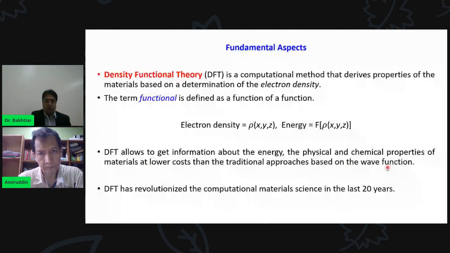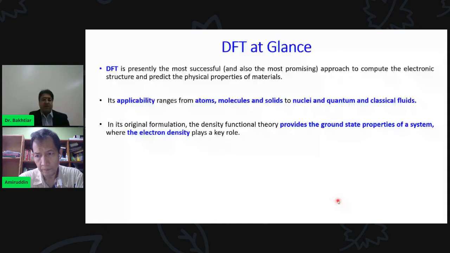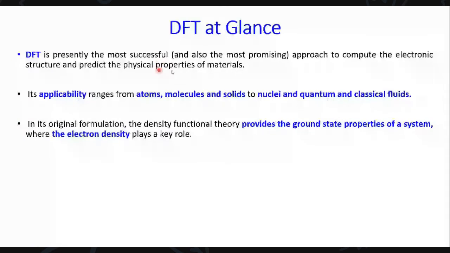Therefore, DFT has revolutionized computational material science over the last 20 years. So the basic, DFT at a glance: DFT has become the most successful approach in computational material science for the calculation of electronic structures and the physical properties of materials. Its applicability ranges from atoms, molecules, and solids to nuclei, quantum, and classical fluids.